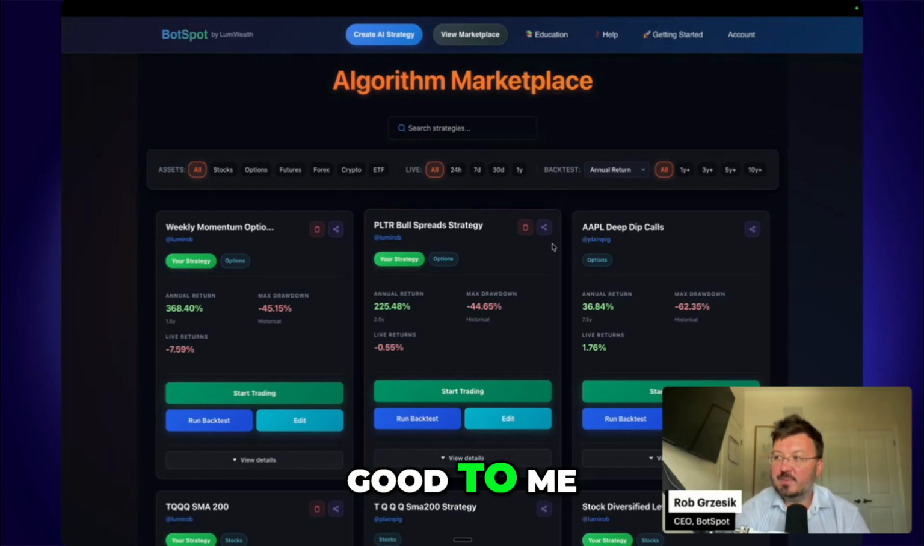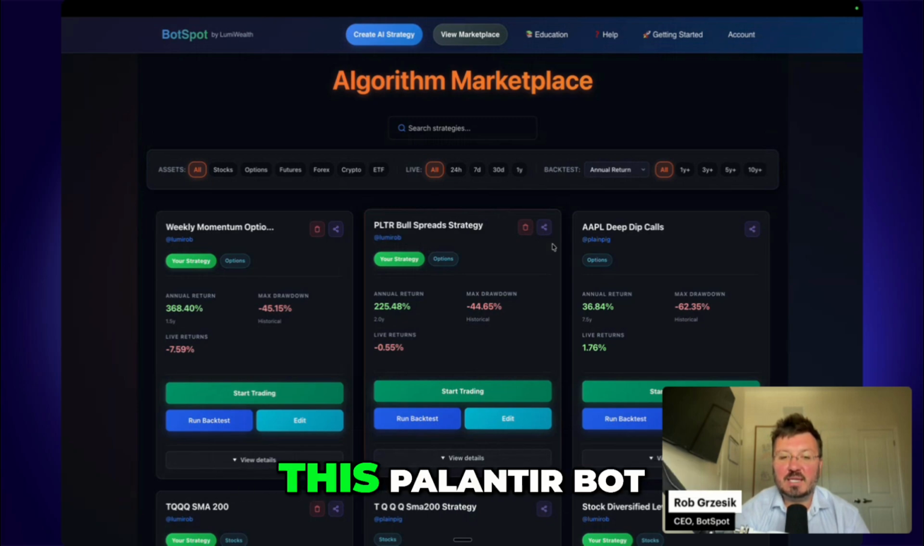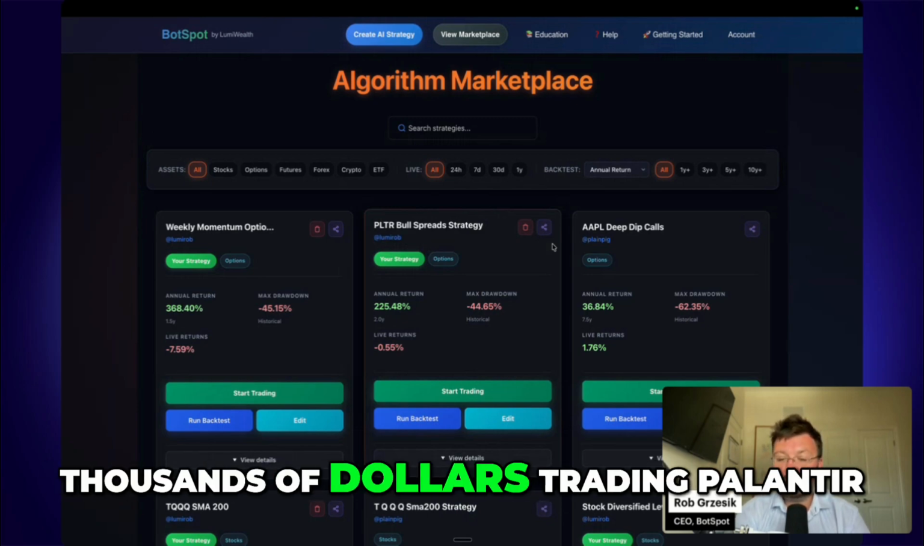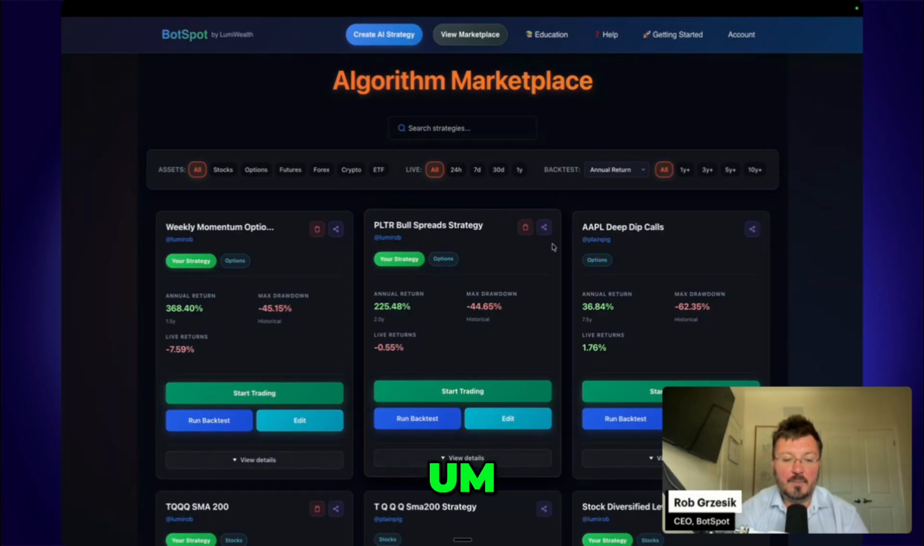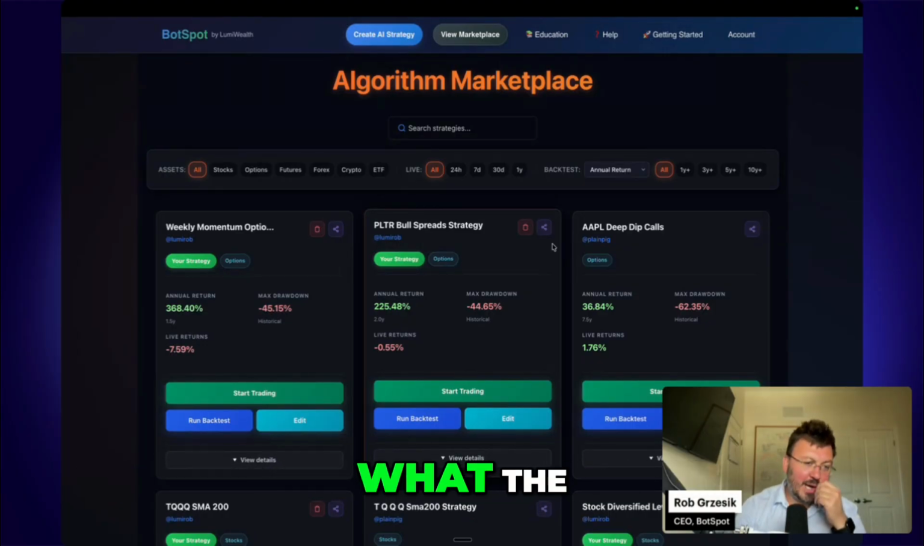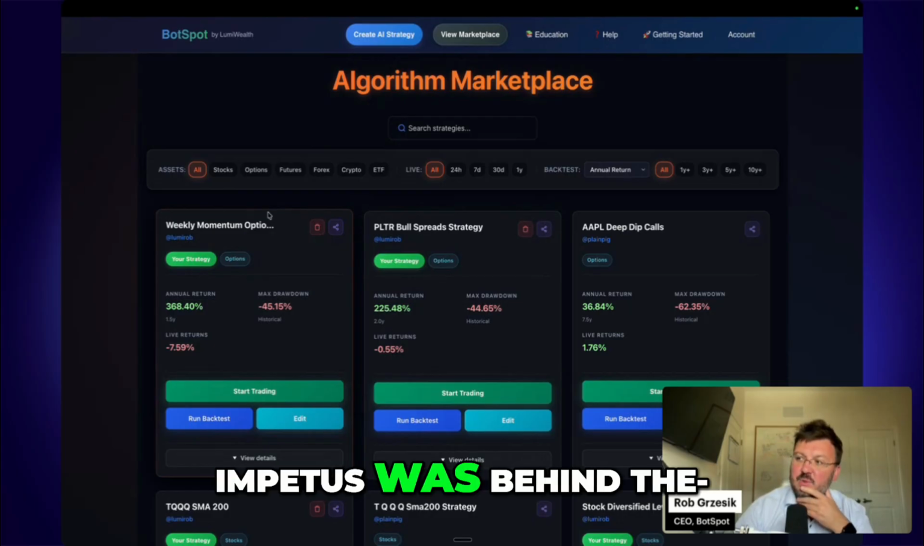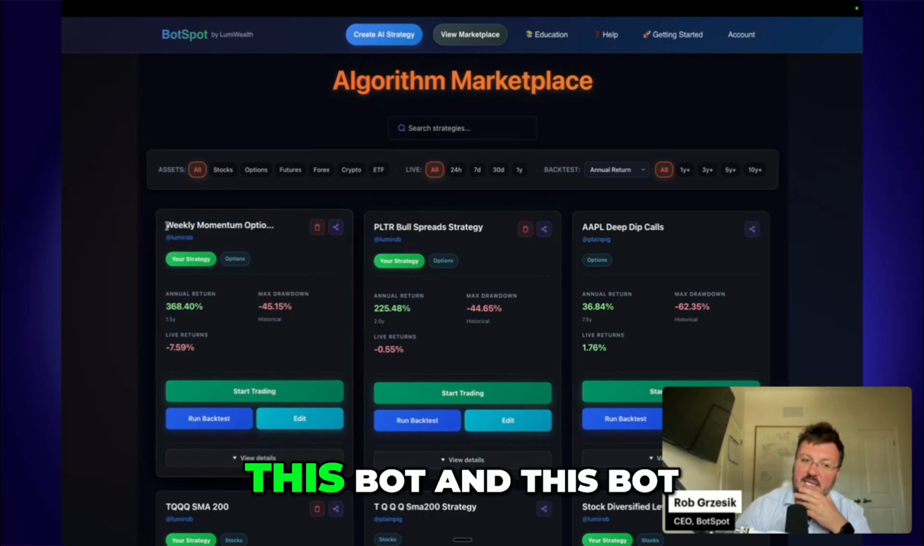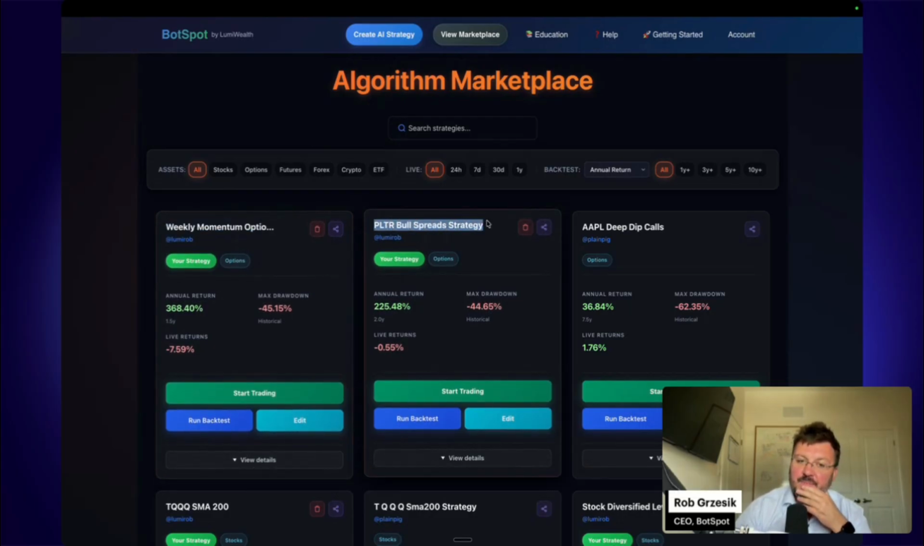Palantir has been very good to me. This is another reason why we made this Palantir bot. It's made me quite a few tens of thousands of dollars trading Palantir. Really, really happy with Palantir returns. And that's kind of what the impetus was behind this bot and this bot, right?